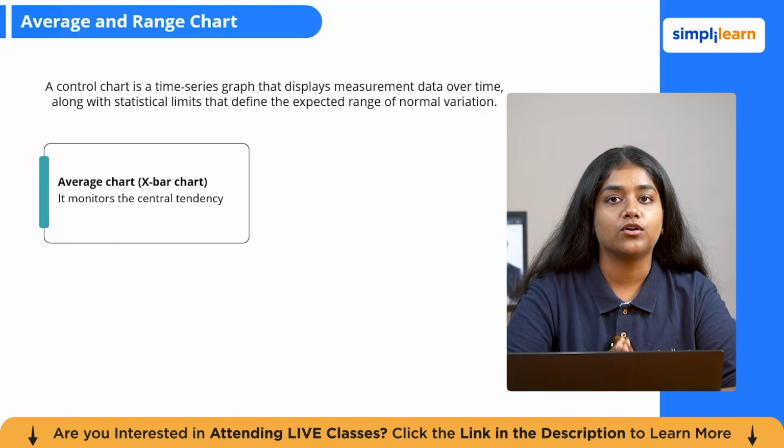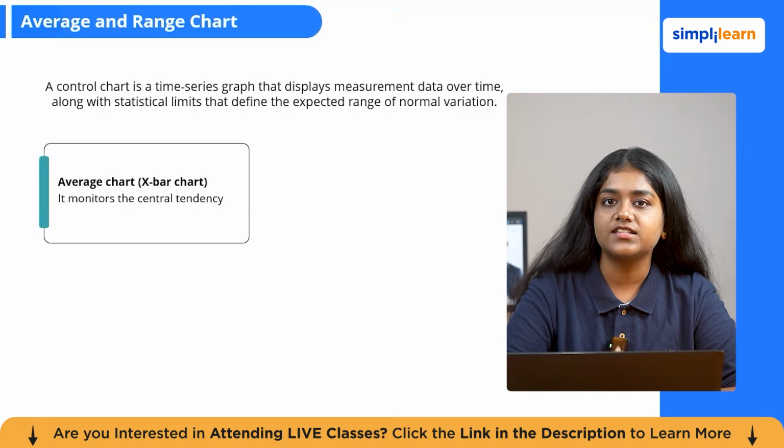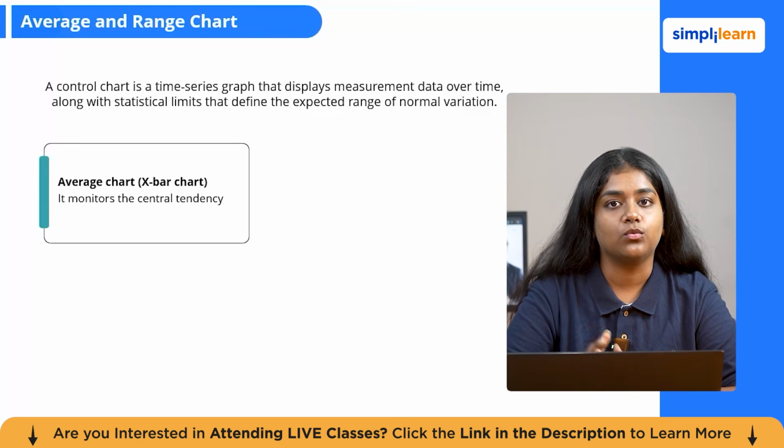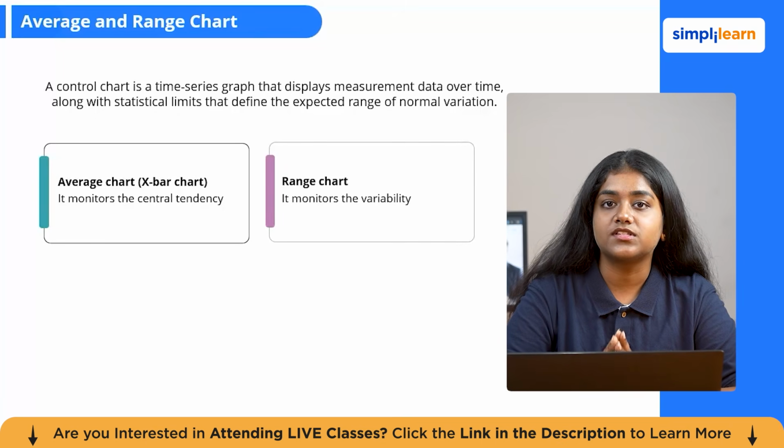The average chart plots the average of a set of measurements taken at each time point. It monitors the central tendency of the measurement system, that is the average drifting over time. And the range chart plots the range, that is the difference between the highest and lowest reading of each set of measurements. It monitors the variability or spread of the measurement system, that is the consistency of the gauge changing over time, etc. Both charts have three lines.